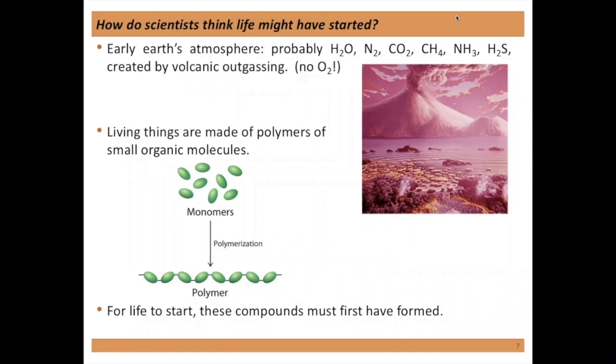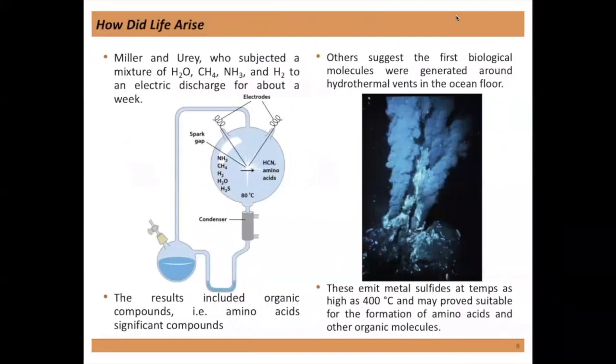Anyway, so these monomers, small molecules, are linked into these big, long polymers. So for life to start, these compounds must first have formed at the monomer level and then eventually into the polymer level. So there's some interesting experiments. One that's probably best known is the Miller-Urey reaction. What they did is they subjected a mixture of water, methane, ammonia, and hydrogen to an electric discharge for about a week. So you can see the apparatus there. And actually, it looks like in this example, they had hydrogen sulfide. There's been lots of variations on this where they changed the amounts and types of gas.